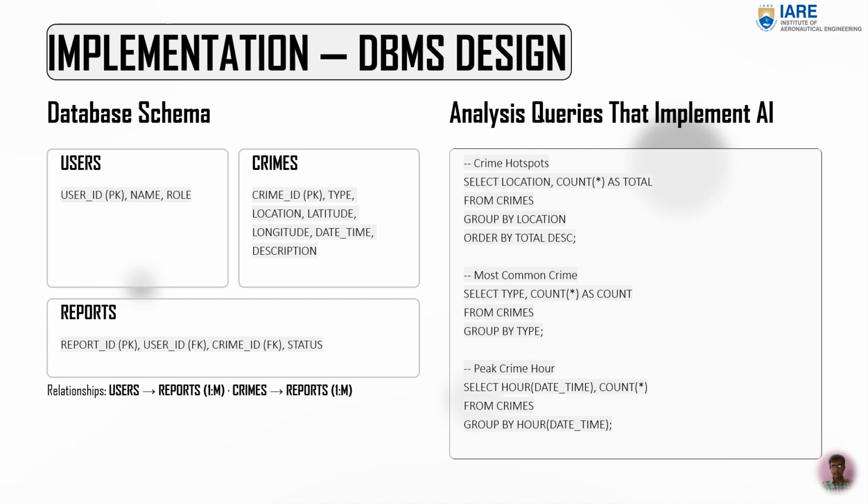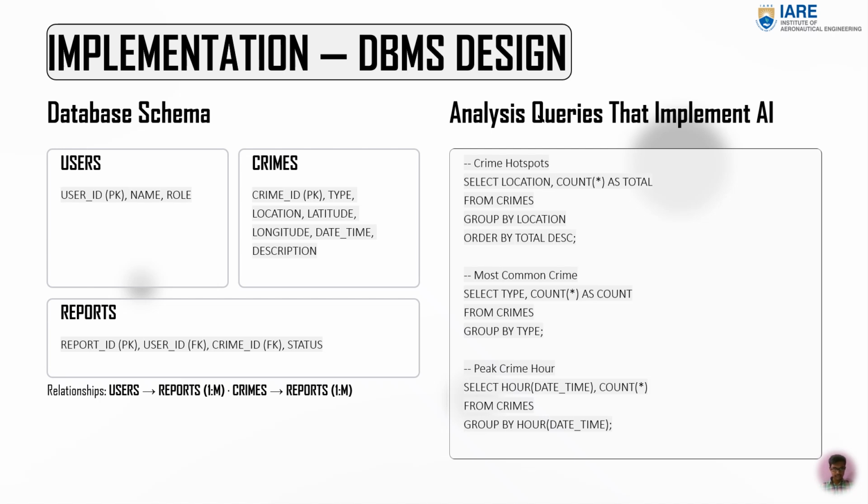The analysis queries that implement the AI are: SELECT location, COUNT(*) AS total FROM crimes GROUP BY location ORDER BY total DESC. These find the crime hotspots. The most common crime is selected by: SELECT type, COUNT(*) AS count FROM crimes GROUP BY type. From here, the most common crime is extracted. And for the peak crime hour: SELECT HOUR(date_time), COUNT(*) FROM crimes GROUP BY HOUR(date_time). By executing these commands, the peak crime hour can be extracted.